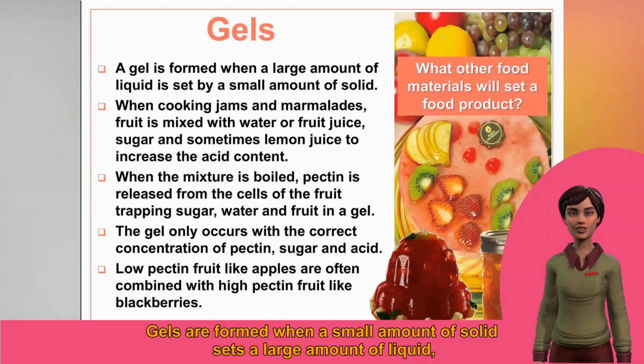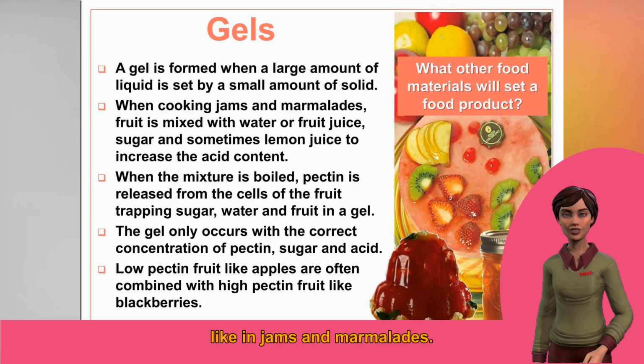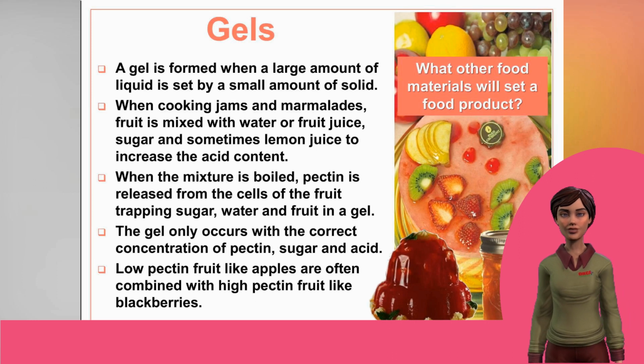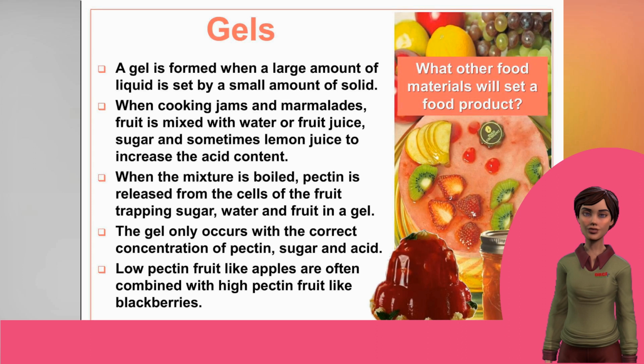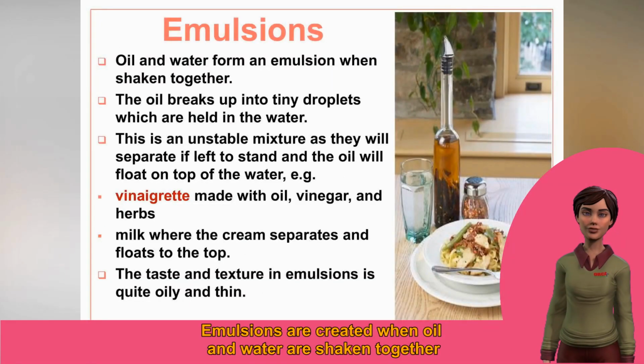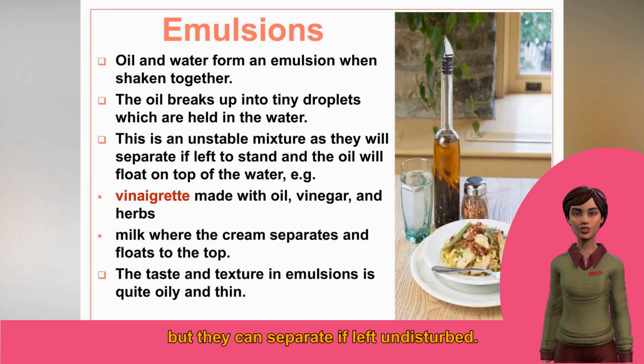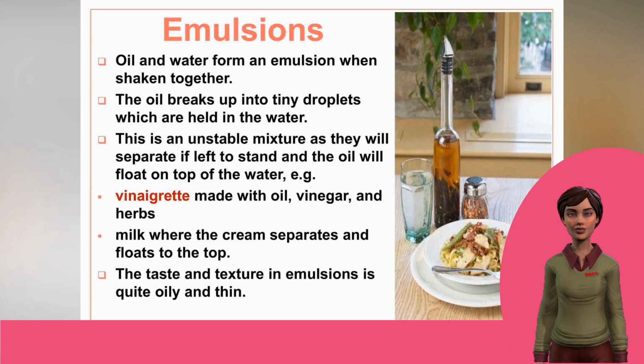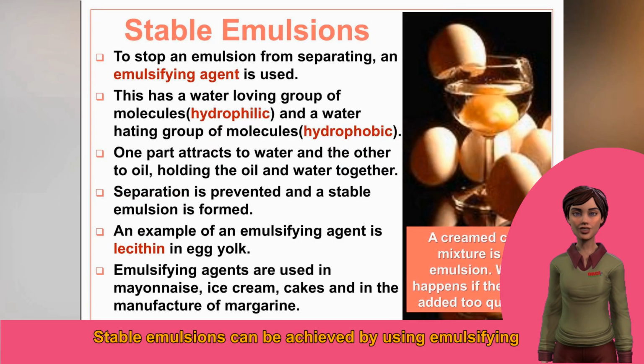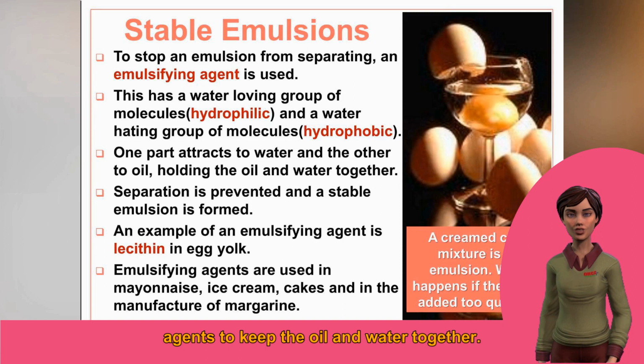Gels are formed when a small amount of solid sets a large amount of liquid, like in jams and marmalades. Emulsions are created when oil and water are shaken together, but they can separate if left undisturbed. Stable emulsions can be achieved by using emulsifying agents to keep the oil and water together.